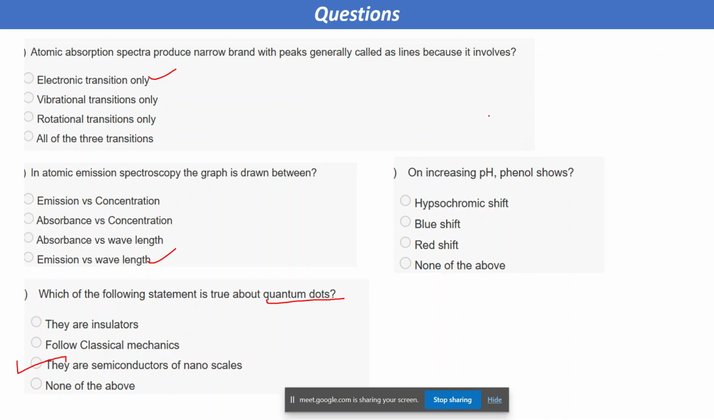Now, next question is, on increasing the pH, phenol shows. So what is phenol? It's a benzene ring with the OH group. OH group is attached to the benzene ring. So if you're increasing the pH, then what will phenol show? Hypsochromic shift, blue shift, red shift, or none of the above?